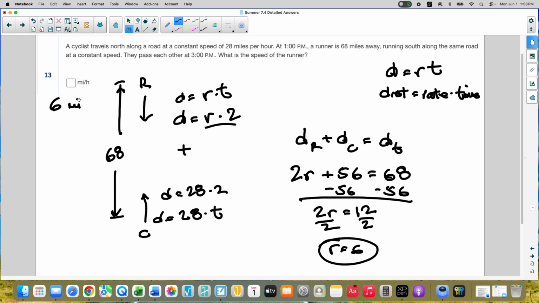6 miles per hour. That's pretty fast for a runner, personally. Yeah, so that's how you do it. That's a good one. That one takes a lot of practice. Mr. Mac can do that because he's done a number of these.